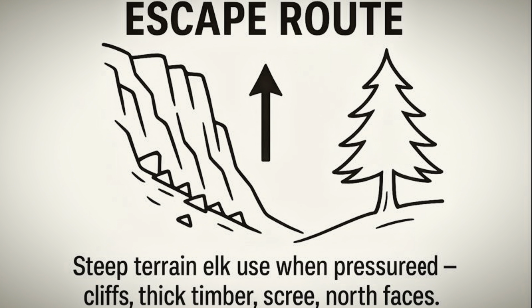Number 38 is the escape route. That's going to be the steepest, nastiest path that the animals can take when pressured. The way that they want to get out of there and try to leave you in the dust. Hunters use those to predict where bumped elk and mule deer are going to relocate.